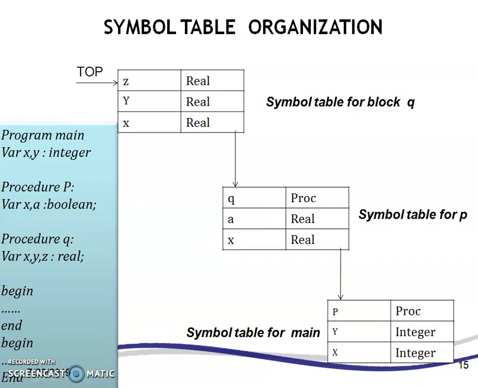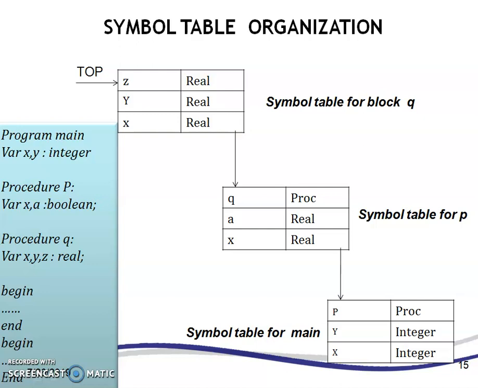Here, the program consists of three blocks: main, procedure P, and procedure Q. The program main is the outer block consisting of three names X, Y, and procedure P. As shown in the figure, the symbol table for main consists of information about X, Y, and P. As the block P is within the block main and it is another block, a different symbol table is created for procedure P, which consists of variable names X, A, and procedure Q.